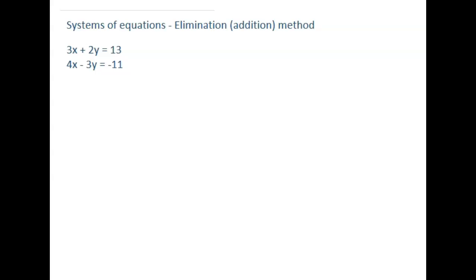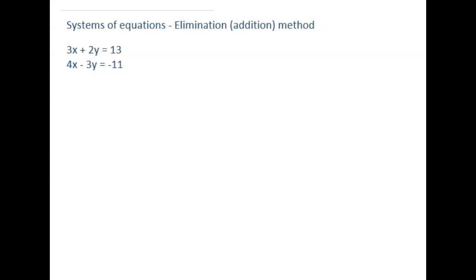Our theme for the day is solving systems of equations using the elimination or addition method. Here's a system of equations. Let's solve it. The goal with the elimination method is to eliminate one of the variables. So we have one equation and one variable. The way we go about that is by trying to make the coefficients of either x or y be opposites of each other. And the tool we have to accomplish that is multiplication.